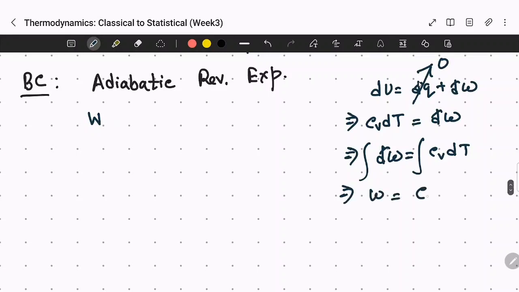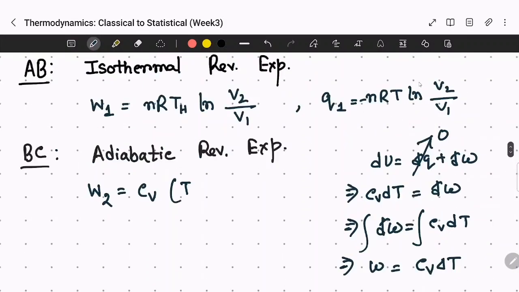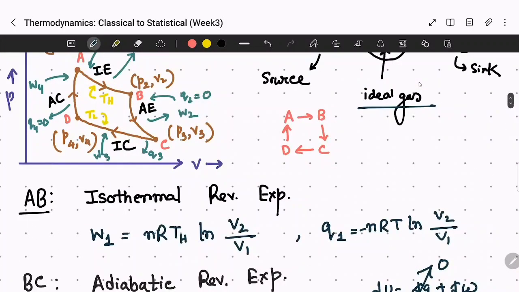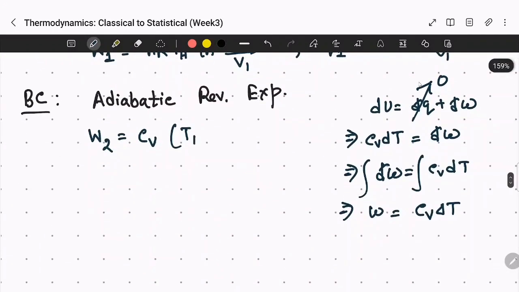Then W2 will be CV del T. And what is del T? So W2 will be CV del T. Del T is TH minus TL, because we are changing the temperature. Here the temperature is changing because the first step, A to B, is occurring at TH, higher temperature, but this step is occurring at TL, lower temperature. So basically this is isothermal process A to B. C to D is also isothermal, so the temperature is changing due to the B to C process, and it should be changing from TH to TL. So it is TL minus TH. Okay, so this is the W.